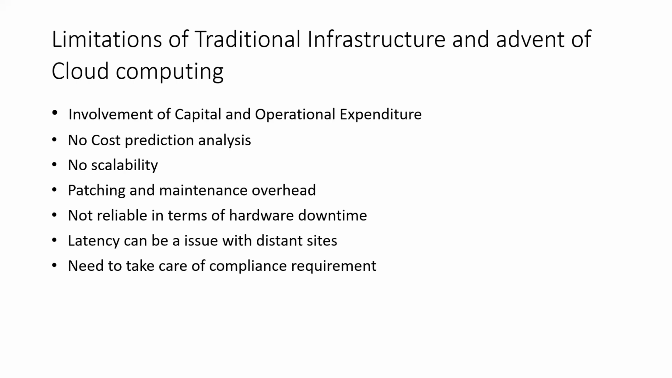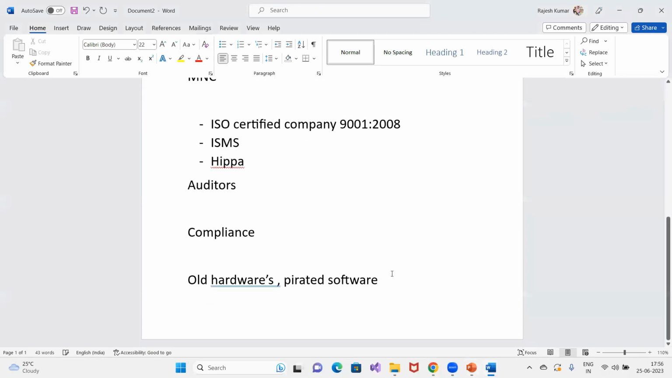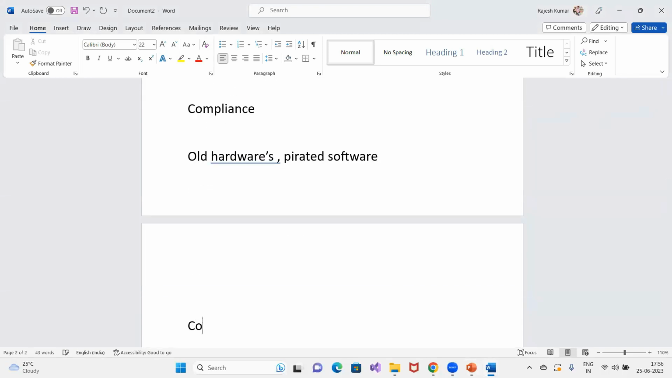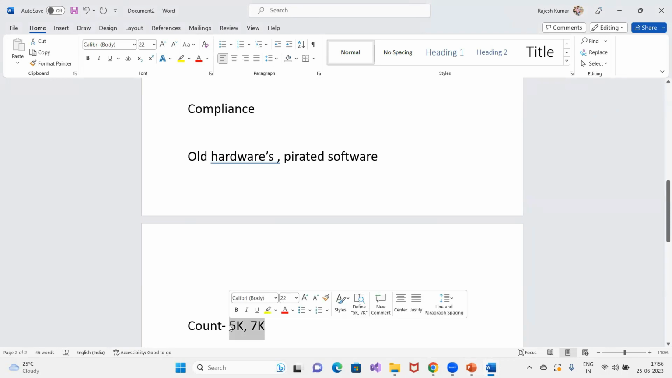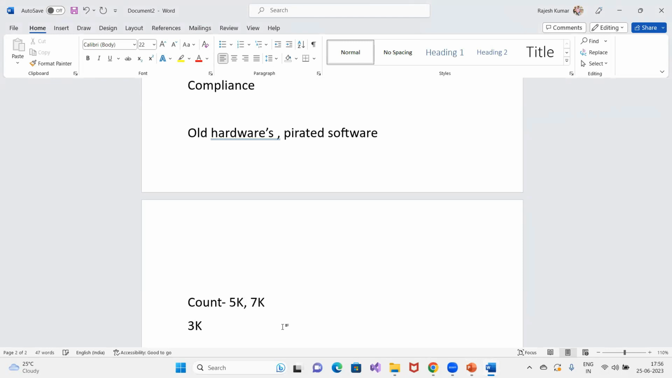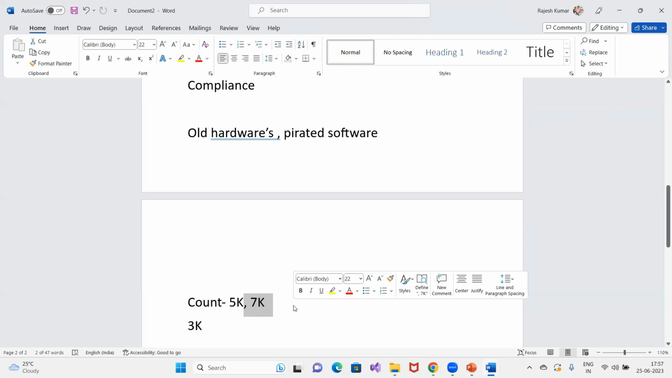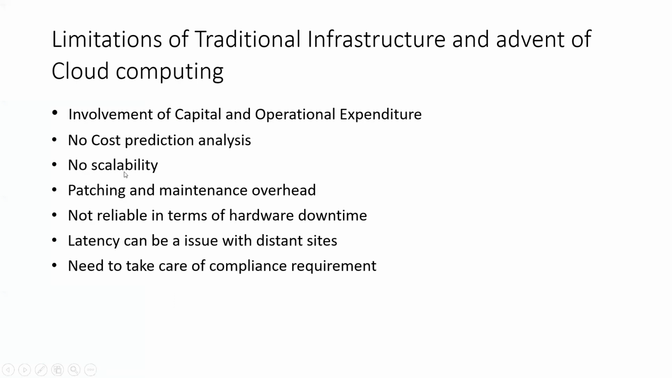Then there was one more problem: a scalability issue. The next term is scalability. So what is this scalability all about? Scalability means today my user count on my website is 5,000. If tomorrow my count increases to 7,000, 2,000 more, then I will not be able to handle it because my hardware is not that capable. And the day after tomorrow, if my count decreases to 3,000, then I don't need as many servers. So if my count is increasing, I should be able to handle it, and if my count is decreasing, I should be able to handle it. So there is a scalability term in cloud.